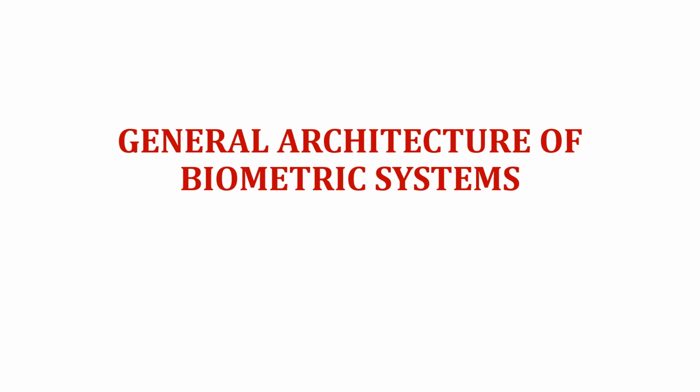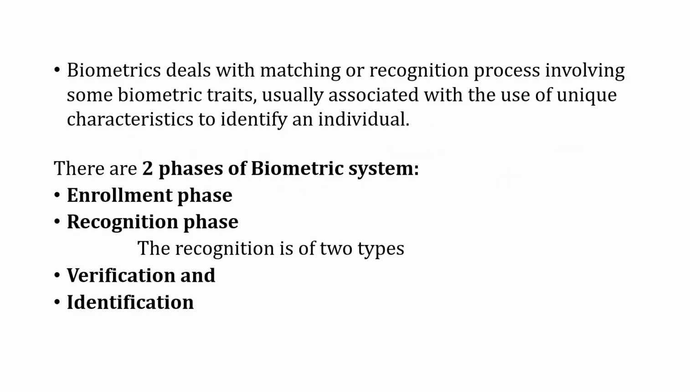Good morning. Today I'll talk about the general architecture of a biometric system. Biometric systems generally have two phases: one is the enrollment phase and the second is the recognition phase. In the recognition phase, we have two modes, verification and identification.